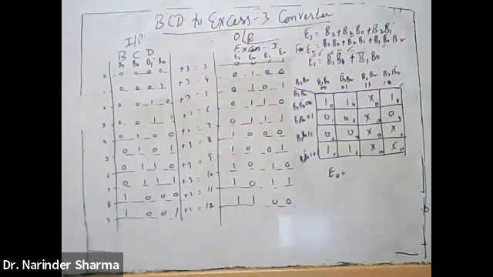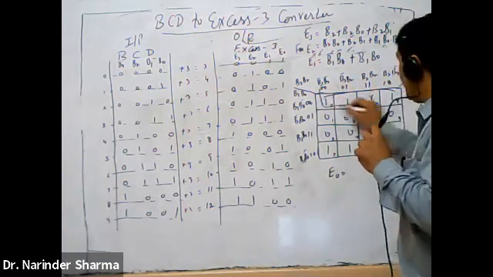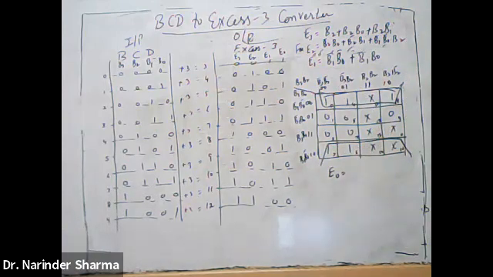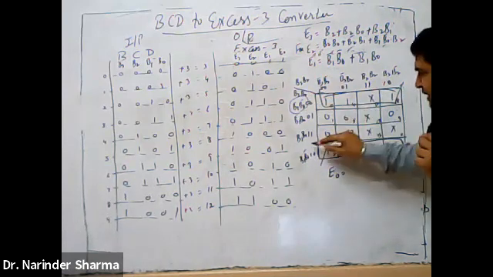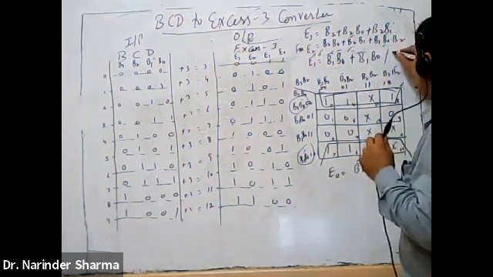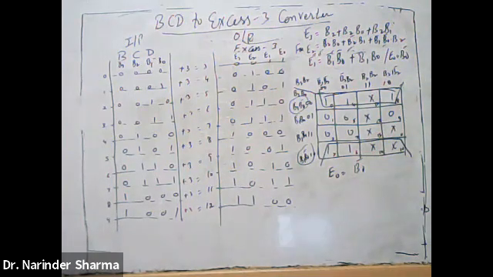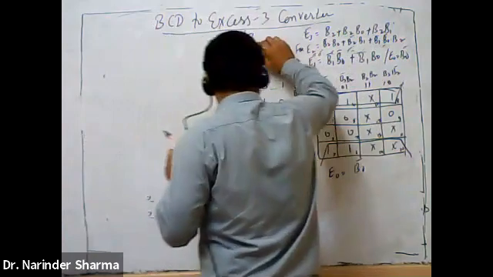Now you have to pursue for its grouping. This would be octet. This would be octet. And horizontal, it will get striked out. What is common in between these two? This one and this one, you will get B0 bar. So here you will get E0 is equal to B0 bar. We have derived the expression. Now we will design the circuit for it.